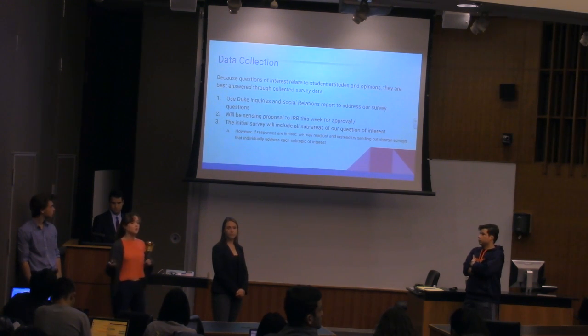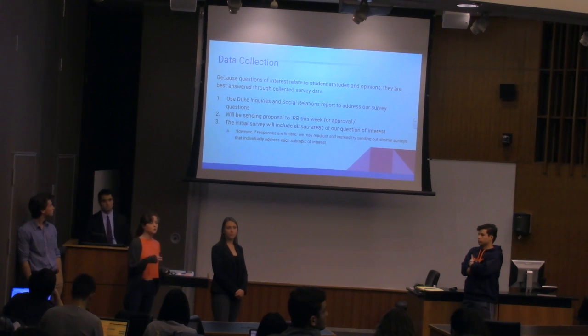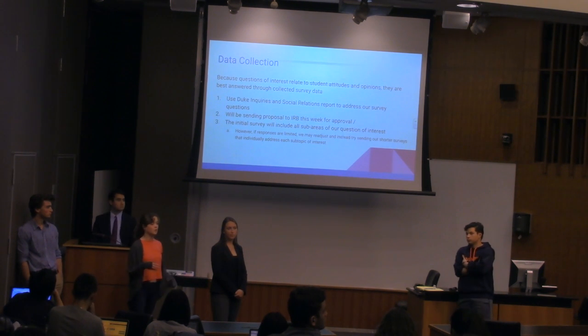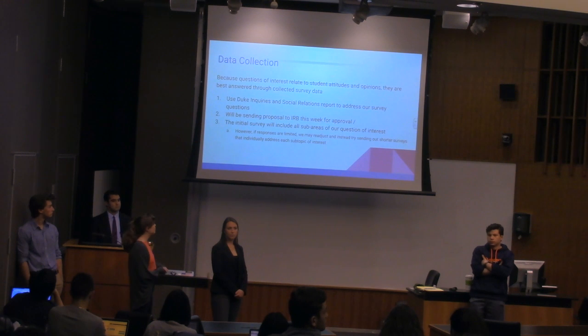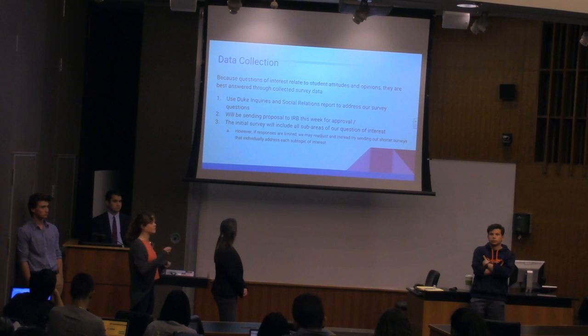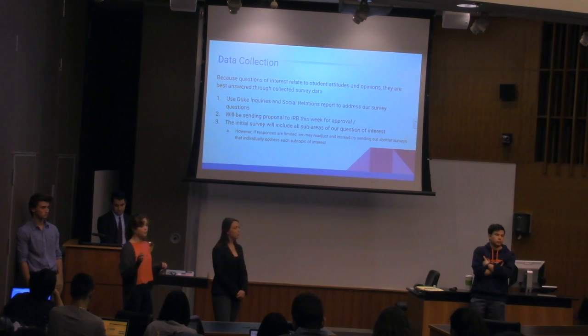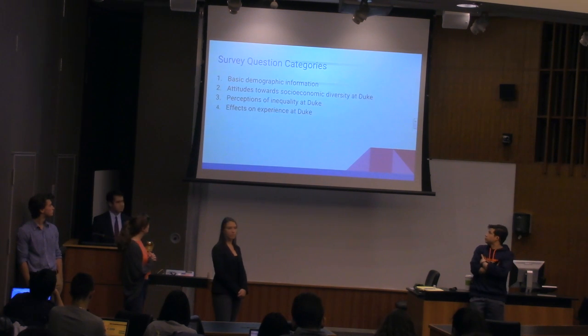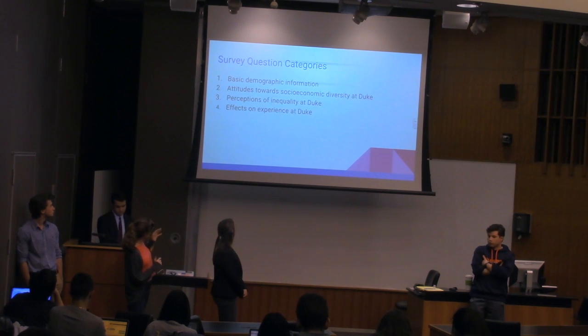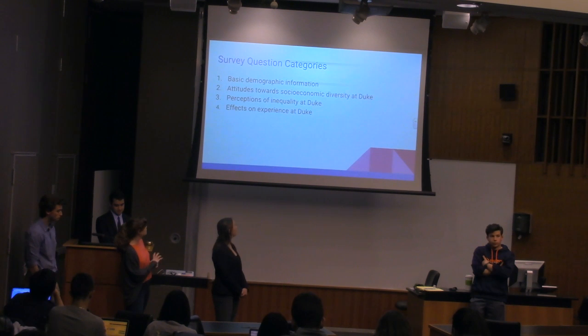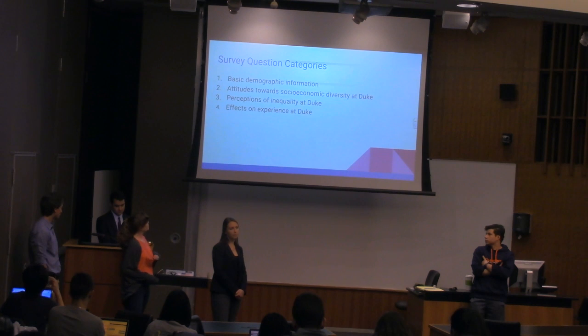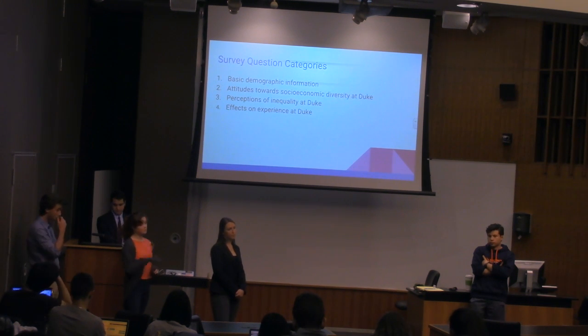And oftentimes, when people take surveys, the longer they are, the less likely they are to finish them. So we were hoping we'd have an opportunity, if the responses are limited, to readjust and then send out surveys for just each subtopic, with 3 or 4 questions, to get higher response rates if that's necessary. Okay, so these are the categories: basic demographic information, attitudes to socioeconomic diversity at Duke, perceptions of inequality at Duke, and effects on experience at Duke.